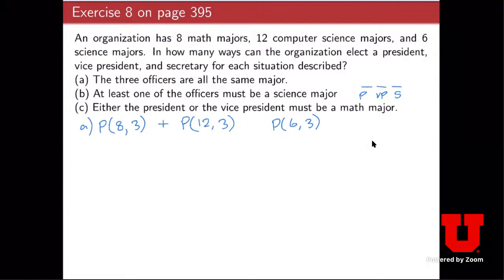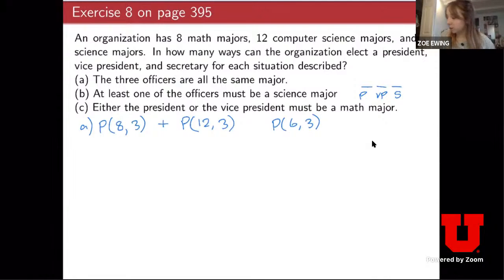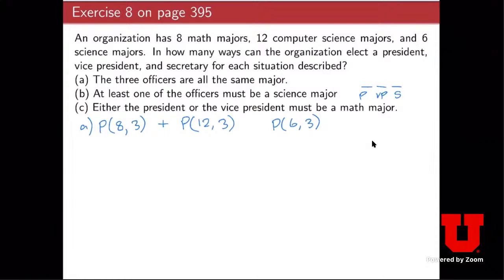We have to time it with, I don't know, with something. So we're gonna have some constant out on the side. And we are considering a president, a vice president, and a secretary.